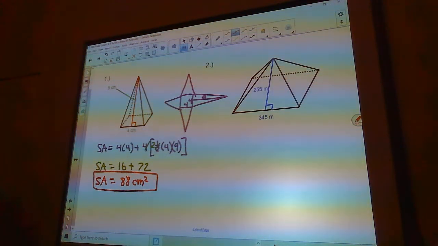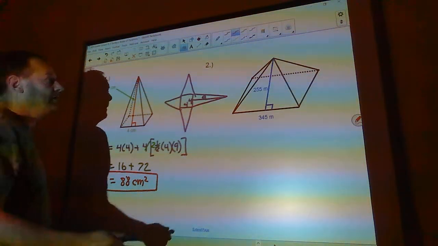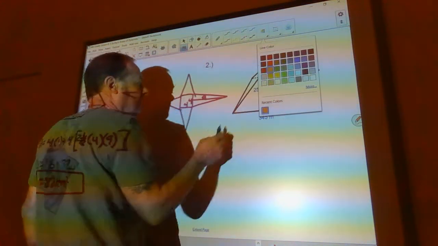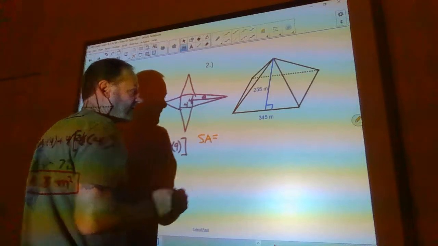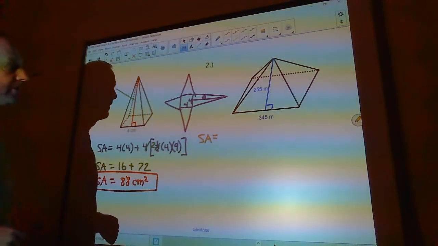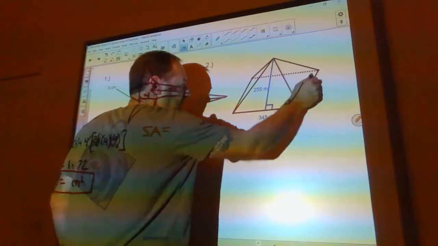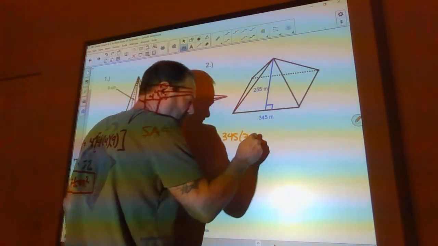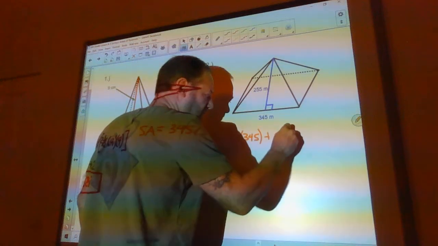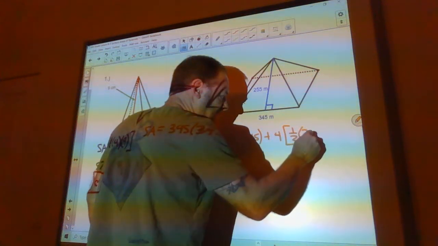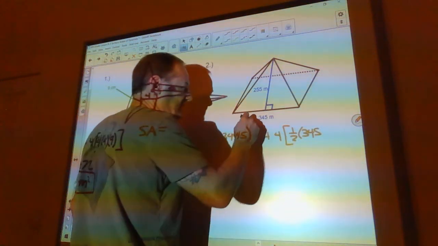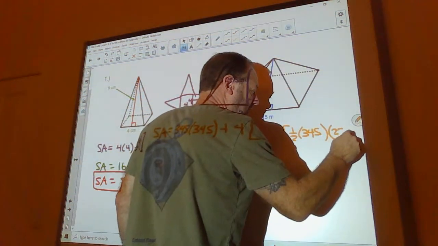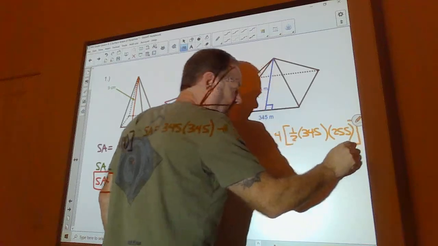Now this one's a little tougher because the numbers are bigger. That's the only reason. On this one, it's going to go the same way as the other one. It's got 4 identical triangles. It's got a base that's 345 by 345, plus 4 times half the base, which is 345, and this is the base of the triangle this time, times the height of the triangle, which is 255.